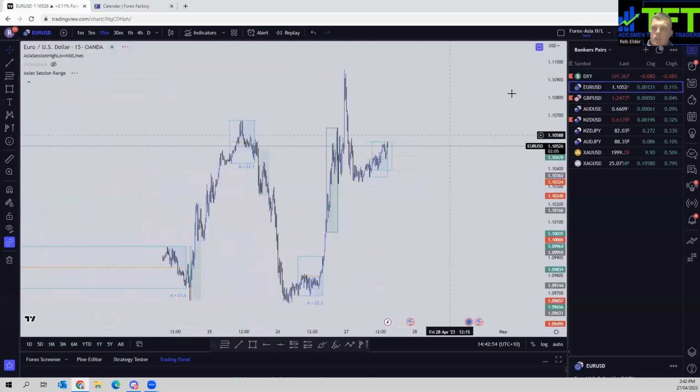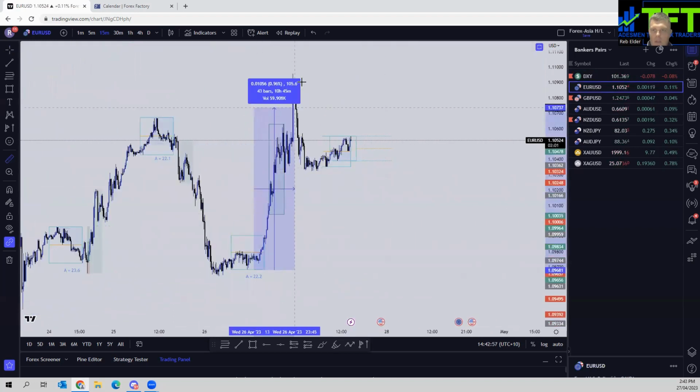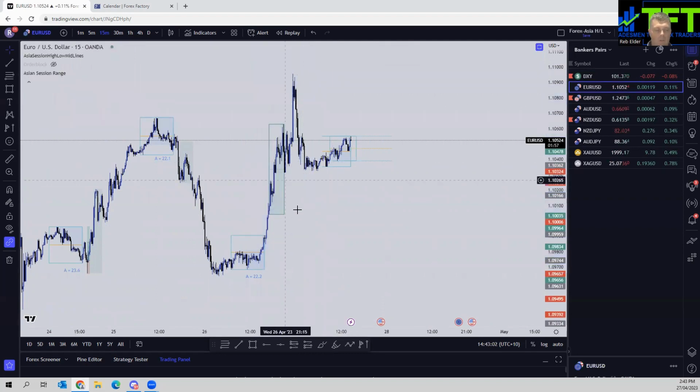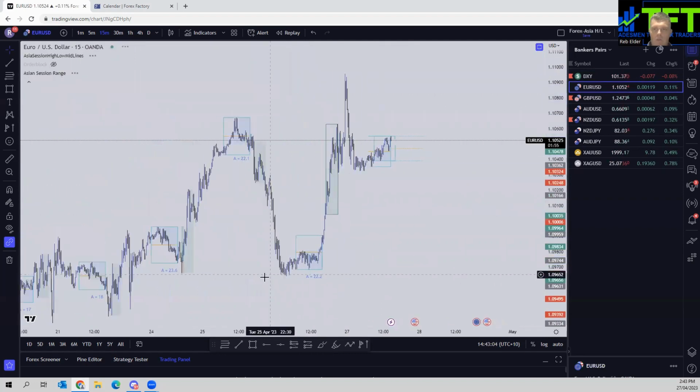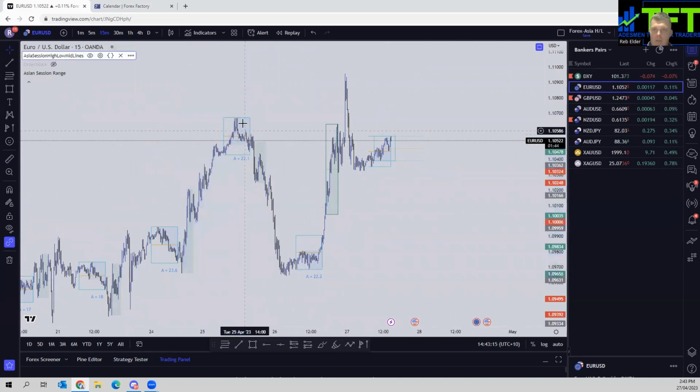Euro USD. Yesterday Euro USD had a massive rise from the low of the London up 127 pips to the high for the day. So that's quite a strong move. This week's been full of strong moves. We've seen Monday's range was 100.